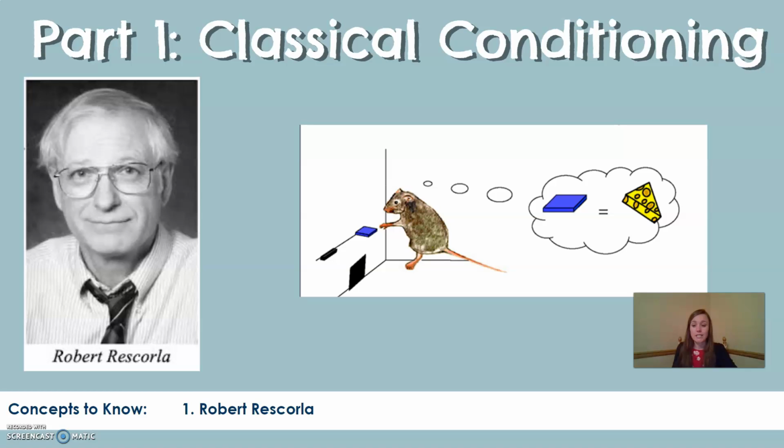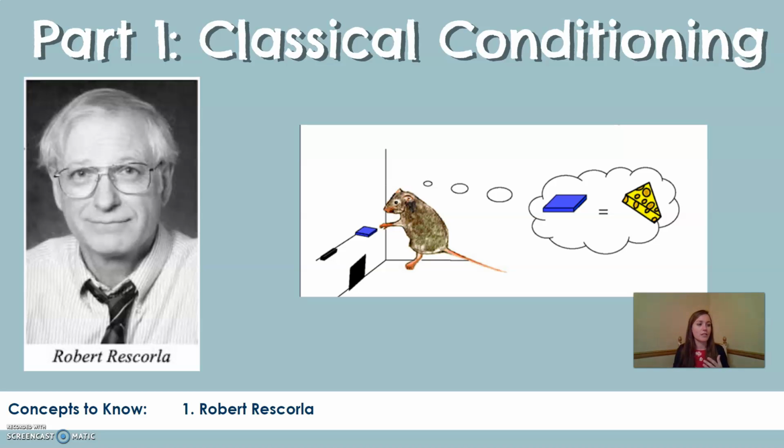So this leads us to our last concept, and this is a person. His name is Robert Rescorla, and Robert Rescorla was actually a cognitive psychologist, so he focused on thought processes, and he actually believed that classical conditioning did have a component of cognition. So John Watson would say absolutely not. This had nothing to do with your thought processes. But Robert Rescorla said that he really did think that there was a cognitive aspect to this.